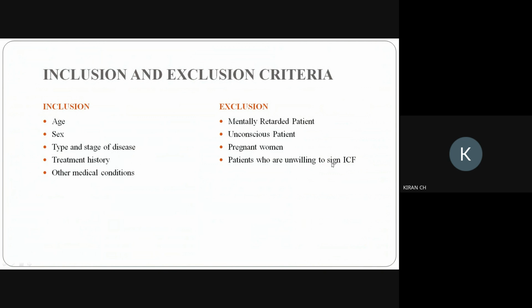Patients who are unwilling to sign the informed consent form, those kind of patients also we have to keep in exclusion criteria. Based on our study, we have to design the inclusion and exclusion criteria. But these things should definitely be mentioned in the exclusion criteria. These four things, whichever I said: mentally retarded patients, unconscious patients, pregnant women, and patients who are unwilling to sign the informed consent form. Okay.